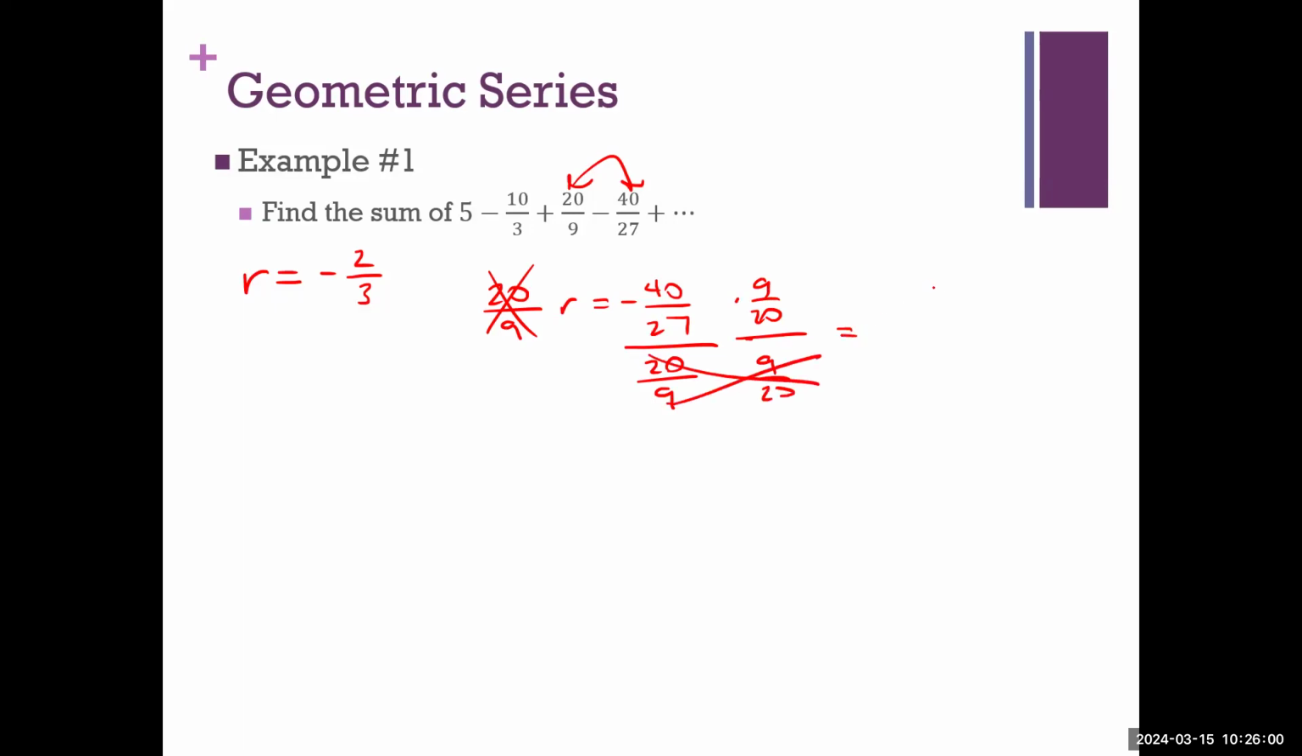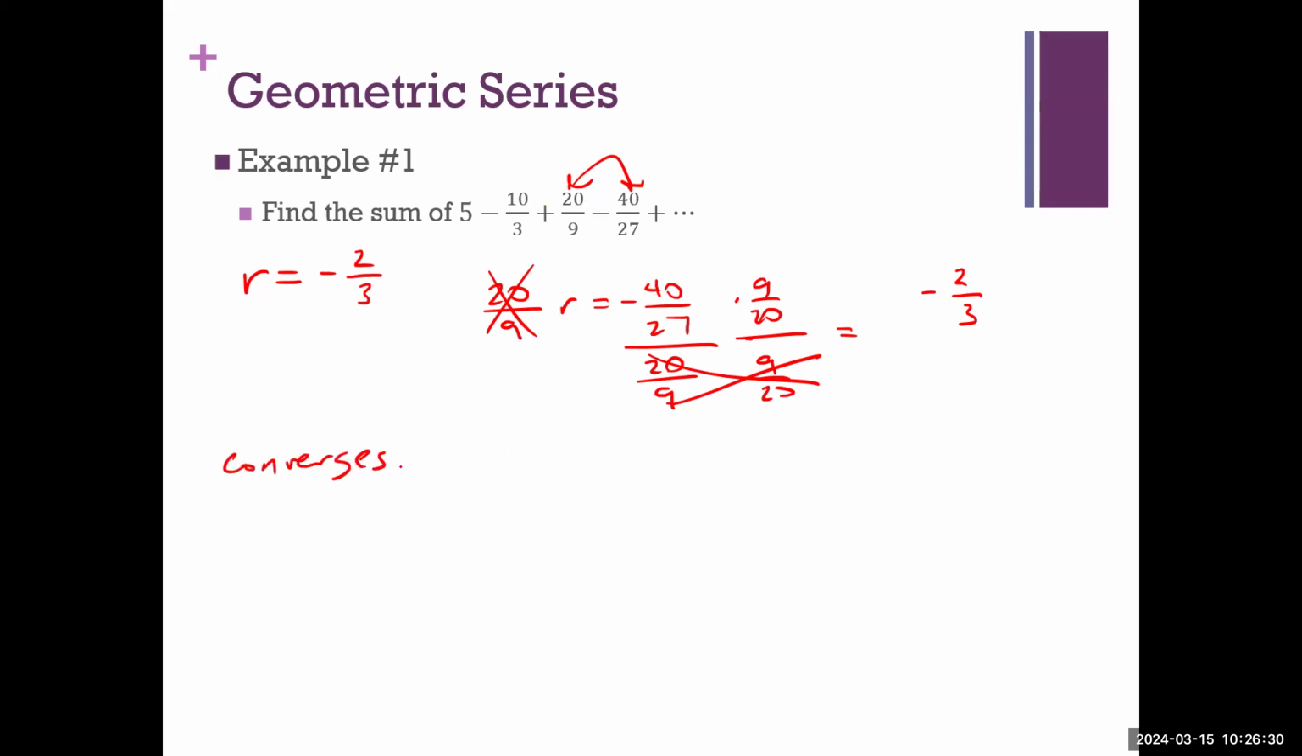So what is that? Negative 40/20 is -2. 9/27 is 1/3. And that negative 2/3 will govern any pair of adjacent terms there. So we have r equals negative 2/3. Does this thing converge? Yes, it should, right? How come?